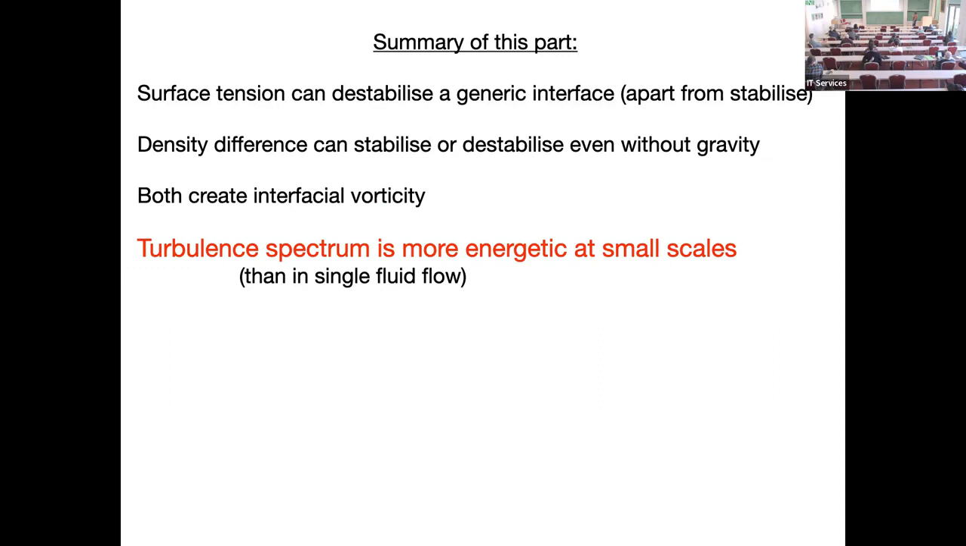Density difference can stabilize or destabilize even without gravity due to non-Boussinesq effects. That is to be remembered. And the mechanism is through interfacial vorticity. And the take-home message for a meeting on turbulence is that the turbulence spectrum is way more energetic at small scales due to this mechanism in multiphase flow.